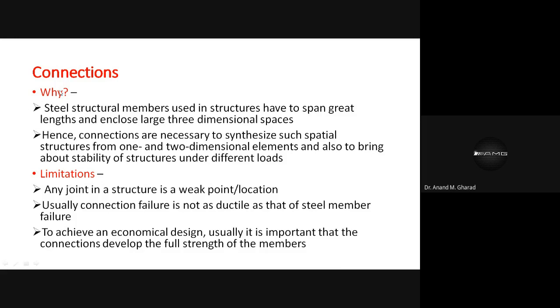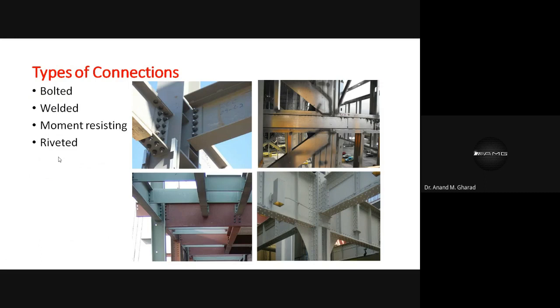So we have understood why the connections are required and what are the limitations, and based on these limitations, how the design can be done. That is what we will have to see, right? So what are the different types of connections, those which are very frequently used? First is the bolted connection, second is welded, third is moment resisting, and fourth, this is riveted connection. And this riveted connection nowadays, they are not carried out.